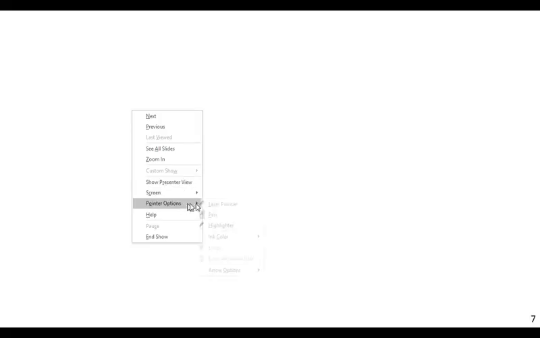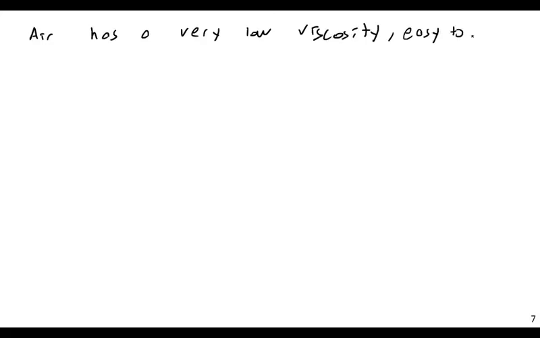Basically, I would like to give maybe some examples of a few values for viscosity. Air generally has a very low viscosity. It's easy to move. We know this from experience. In fact, for a lot of history, people didn't even realize air was a thing.